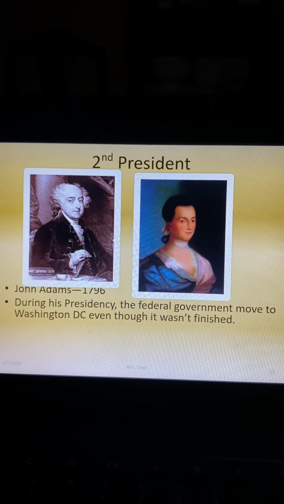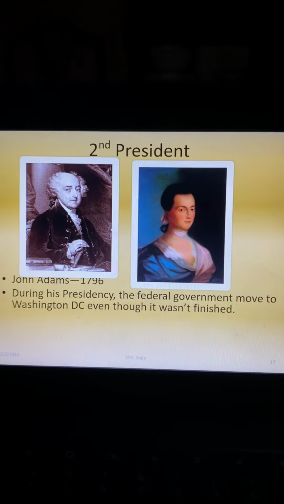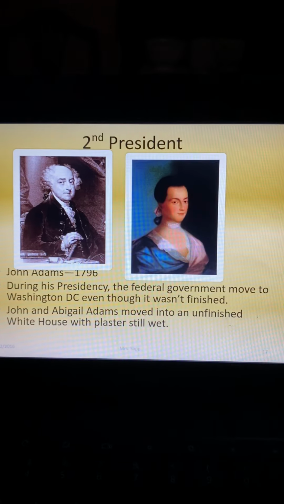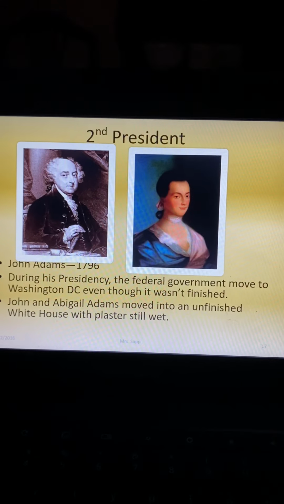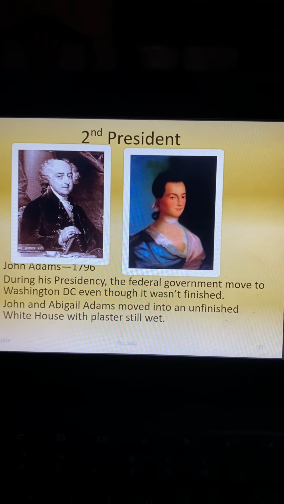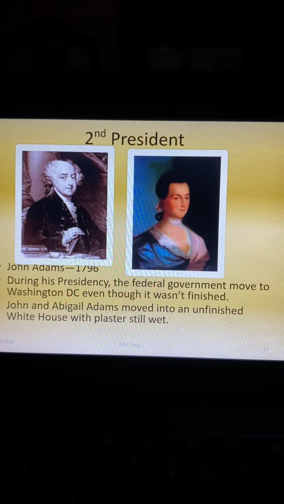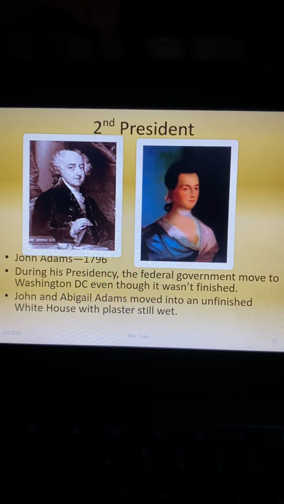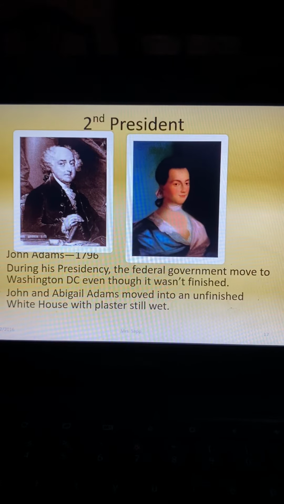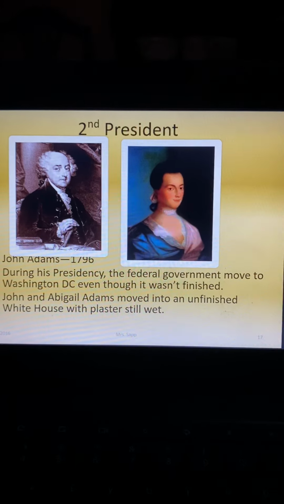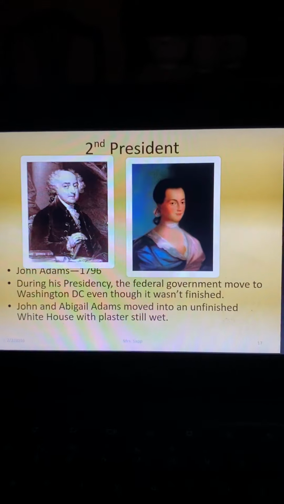So the federal government moves into Washington, D.C., even though it's not completely finished, and John and Abigail Adams move into the White House. They joked and said the walls were still wet, which was actually true. At first, they called it the President's House. They didn't call it the White House when they were first there.